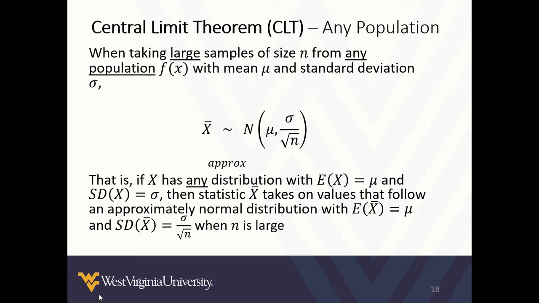That is, if x has any distribution with a mean mu and a standard deviation sigma, then our statistic, the sample mean, is going to take on values that follow an approximate normal distribution with mean mu and standard deviation sigma divided by the square root of n when n is large.